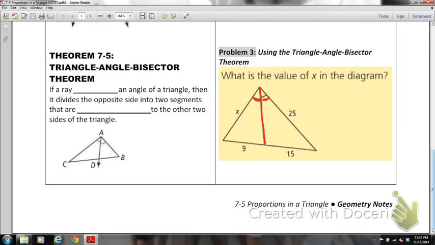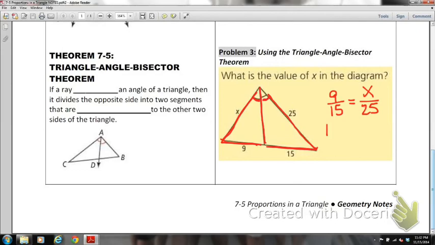So to set this up, you're going to put the 9 over the 15 on the left side of your proportion. Since I used the 9 in the numerator of the fraction on the left, I have to use the x because it's adjacent to the 9. Got to use the x in the numerator on the right side. And since the 15 is in the denominator on the left, I got to use the 25 in the denominator on the right, because those are the two sides that are adjacent to each other.